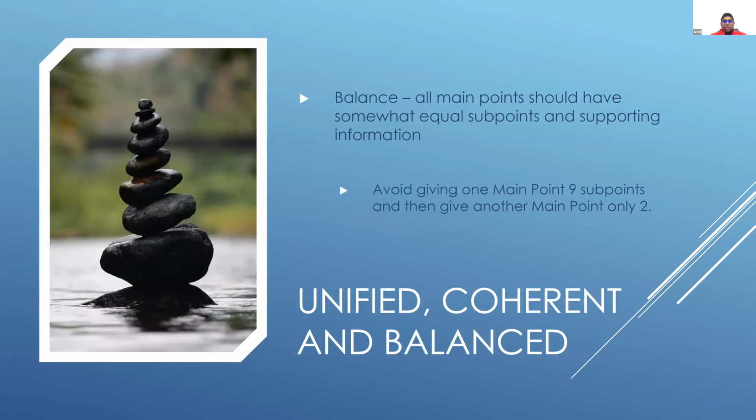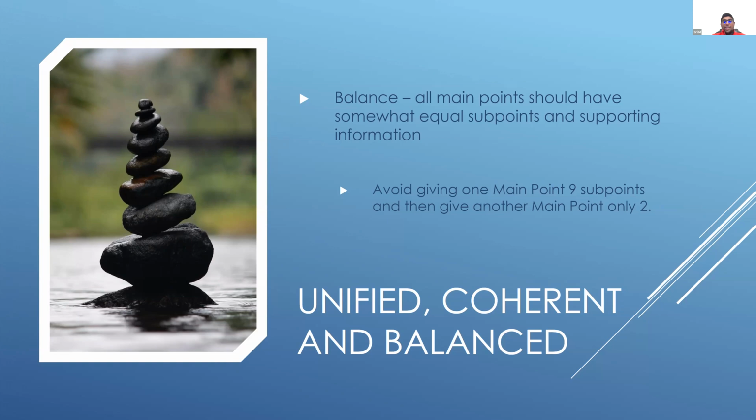So coming to balance, all your main points should have somewhat equal subpoints and supporting evidence. What this means is when you have a main idea, you are going to be backing it up with some level of evidence. If you have 2 main ideas in your speech and one main idea has 9 types of evidence that you are putting forth, such as statistics or stories or world events or something from a science article, anything, and your other main point only has 2, the balance is off for your speech. Most of your speech would be about your main point number 1, and very little of it would be about your main point number 2.